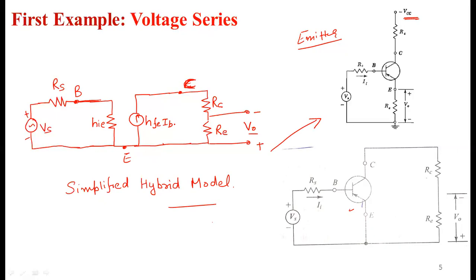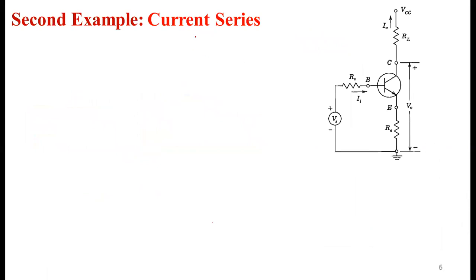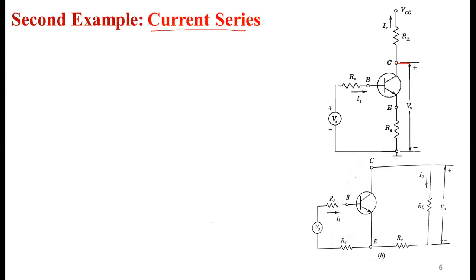Okay, so let's discuss the second example. This is the second example of current series topology. Here we have the output at the collector side. So let's draw its equivalent circuit. In the last session, we discussed its equivalent circuit is this, where we have RE, which is the feedback component, and in its equivalent circuit, the RE is on both sides, the input side as well as the output side. So let's draw the hybrid equivalent circuit.